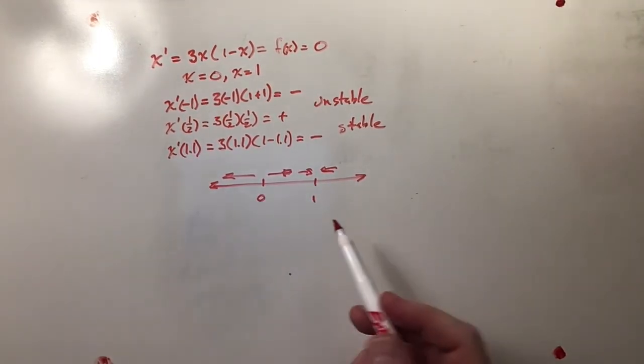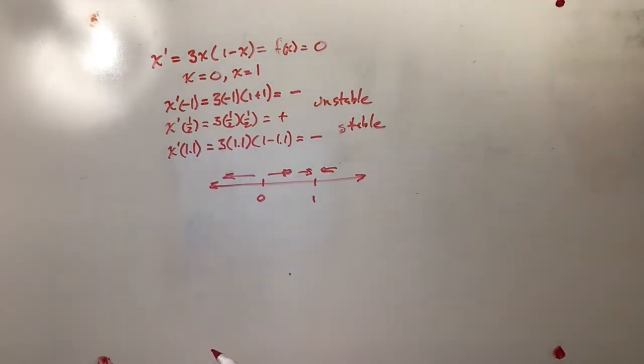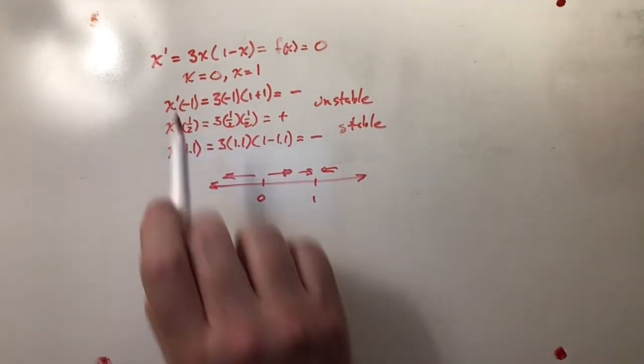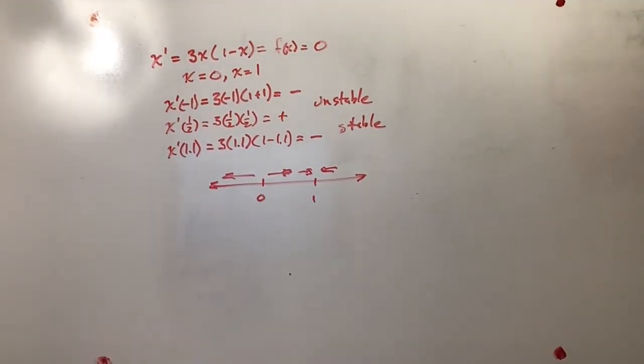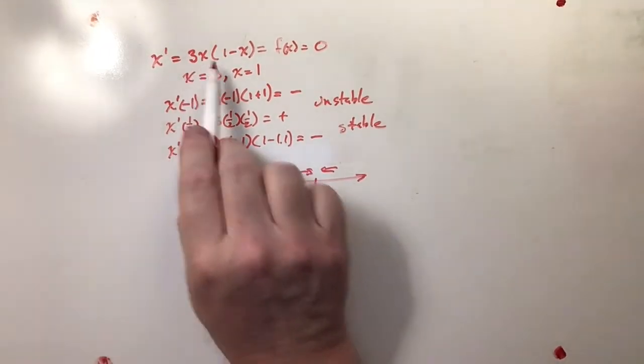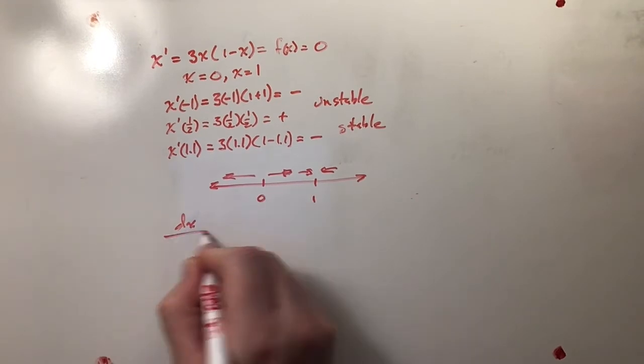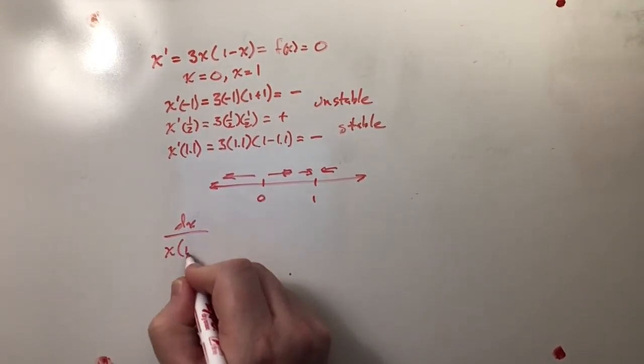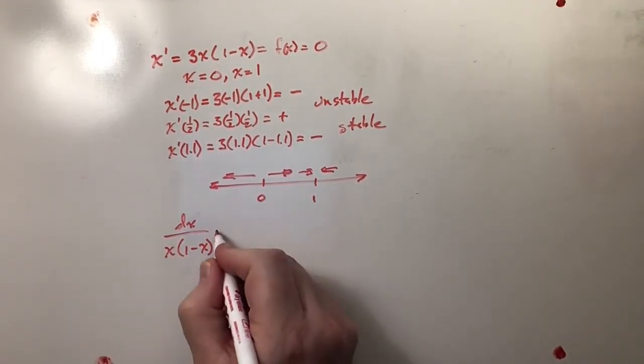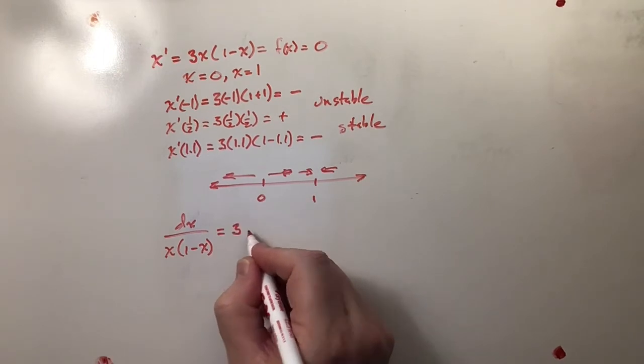First, though, let's see what function we'll see in the slope field, and that means actually solving this differential equation. This one's more challenging than before because, of course, it's going to require us to do partial fraction decomposition because the diff EQ is going to be dx over x times 1 minus x, and then on the other side it's going to be 3 times dt.